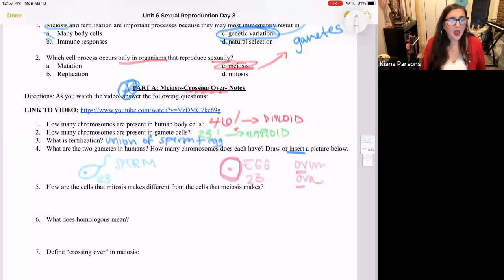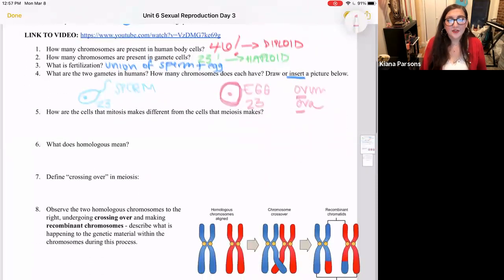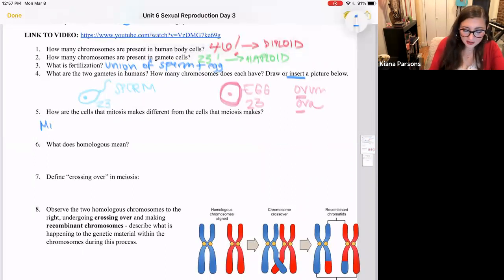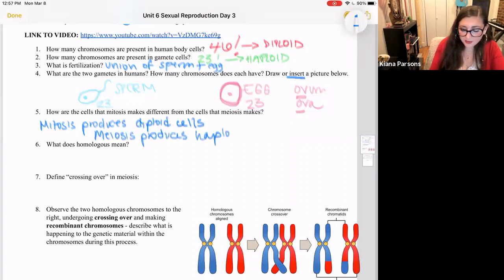They're just sperm cells. How are the cells that mitosis makes different from the cells that meiosis makes? Well, mitosis produces diploid cells with a full set of chromosomes. Meiosis produces haploid cells with half of the chromosomes.